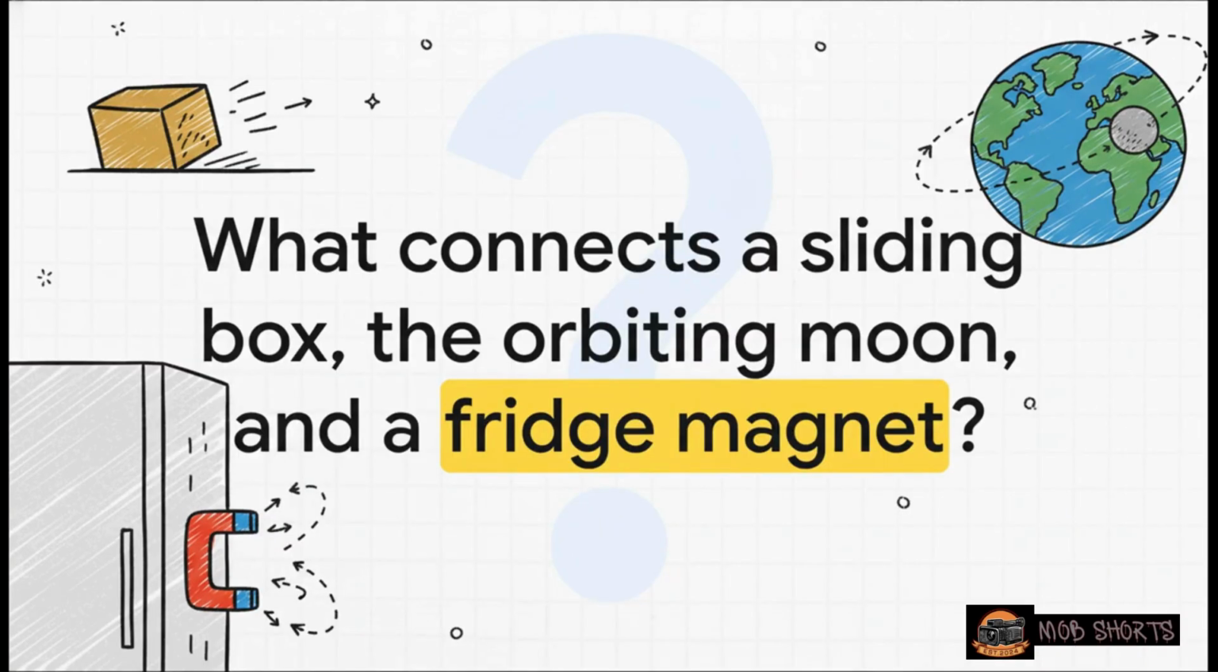So, let me ask you a question. What could possibly connect these three things? A box sliding to a stop on the floor, our moon endlessly circling the Earth, and a magnet just sticking to your fridge? The answer, as you've probably guessed, is the invisible world of forces. And by the end of this, you'll see exactly how.